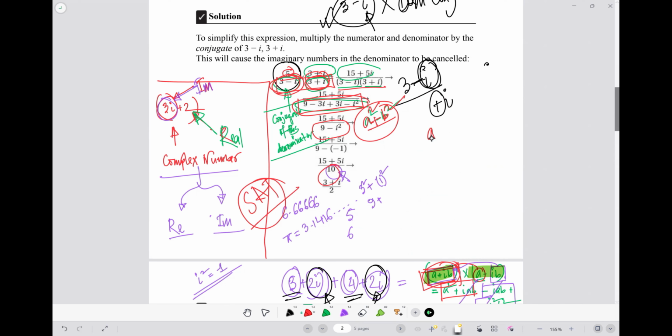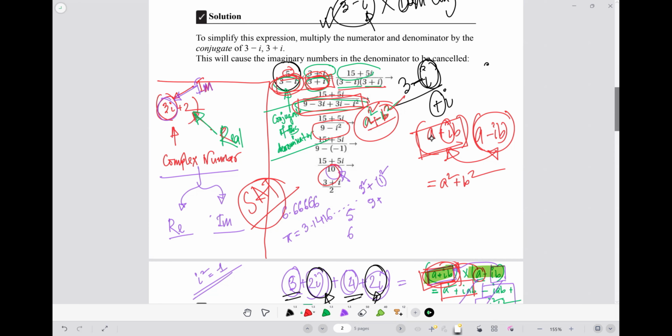Just consider two complex numbers, a plus ib and a minus ib. Both of them are conjugate to each other. If I ask the conjugate of this number, the answer would be this, and if I ask you the conjugate of a minus ib, the answer would be a plus ib. If you multiply them, the answer would be a squared plus b squared. No i term will remain here.